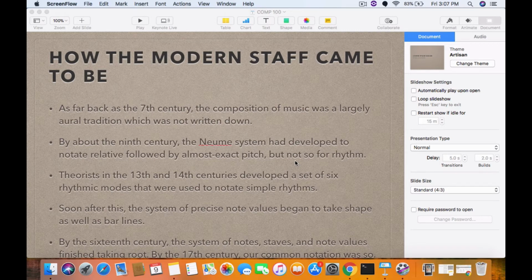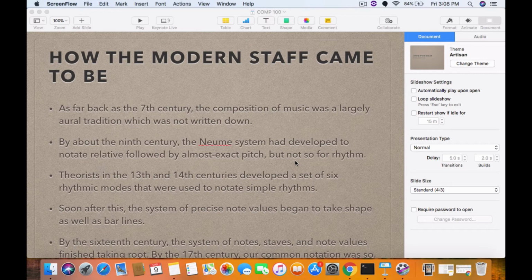Theorists in the 13th and 14th centuries developed a set of 6 rhythmic modes that were used to notate simple rhythms. These 6 modal rhythms would develop into the modern quarter note, half note, dotted half note, and so on. But they were like the short note, longer, and finally the long tone.